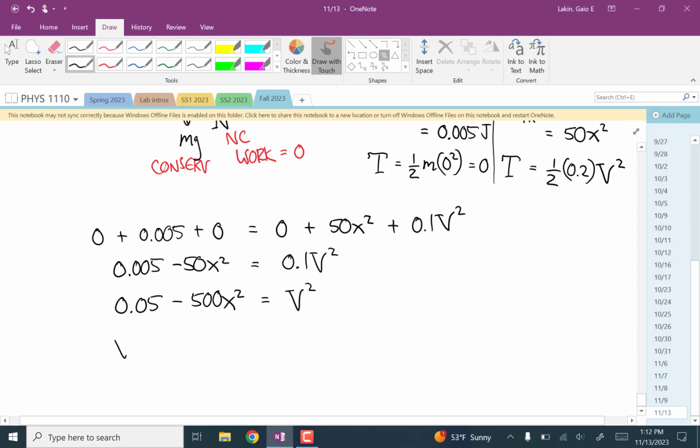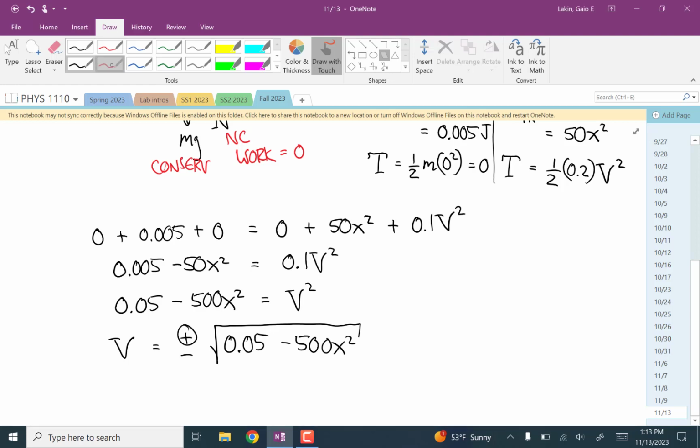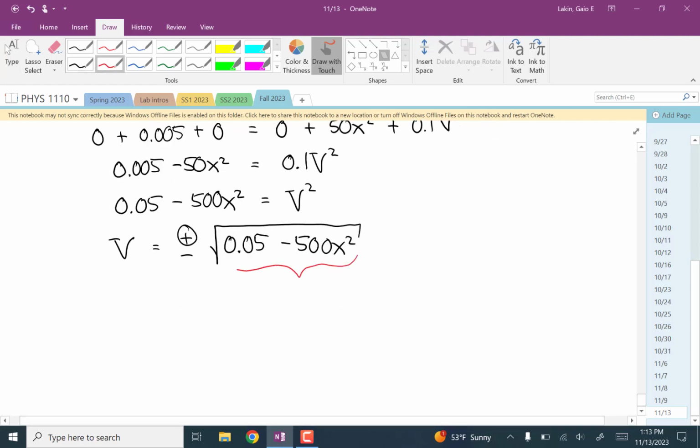Now take the square root of both sides and you get v is equal to plus or minus, we want the positive because we're looking for a speed, square root of 0.05 minus 50x squared. Okay, so for a given x value, for a given distance from the resting length, this is the speed. What x value is going to make this speed biggest? We have a number and we're subtracting a positive number, so the biggest this can be is when x is equal to 0.